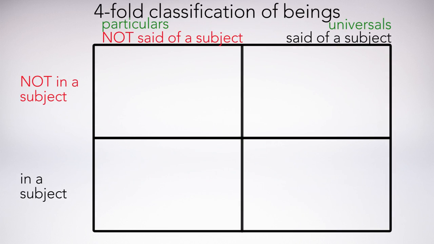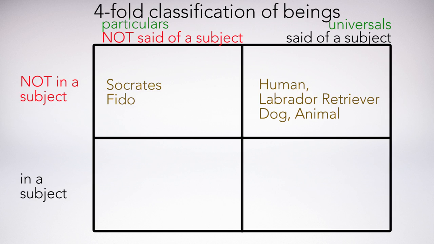We've just seen that the distinction between being said of a subject and not being said of any subject amounts to the distinction between universals and particulars. Thus, human being is a universal, which is said of Socrates, a particular. And Labrador retriever, dog, and animal are universals that are said of the particular Labrador retriever, Fido. Okay, so that's the east-west distinction. What about the north-south distinction? This concerns whether an entity is in a subject.